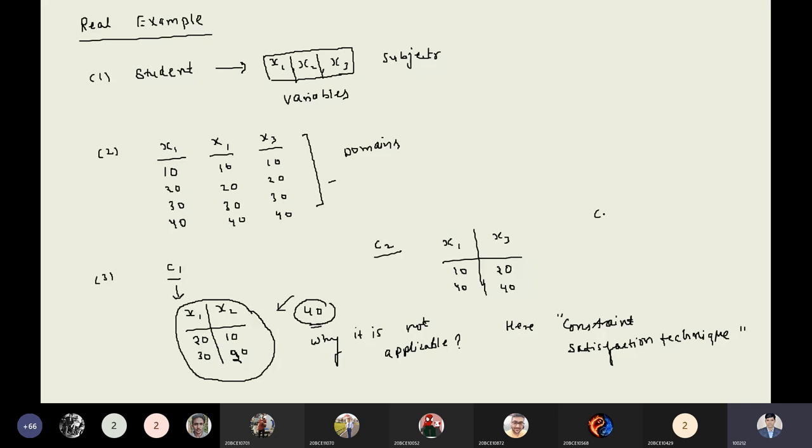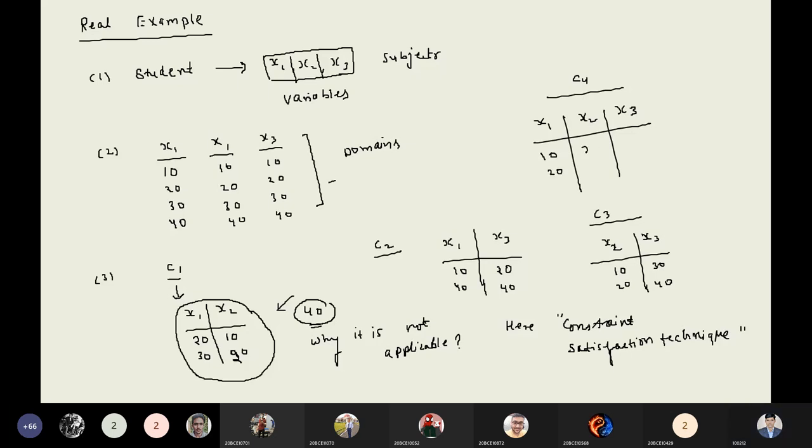If I'm defining another constraint, C3, which is held by X1, X2 and X3, in this case I can take 10, 20, 30 and 40. We can also define another constraint, C4, like X1, X2, X3. We are talking about multi-agent, so we can take multiple agents. Here I can define all the values like 10, 20, 20, 30, 30, 40. So many constraints are possible. These are the various components of our constraint satisfaction problem.